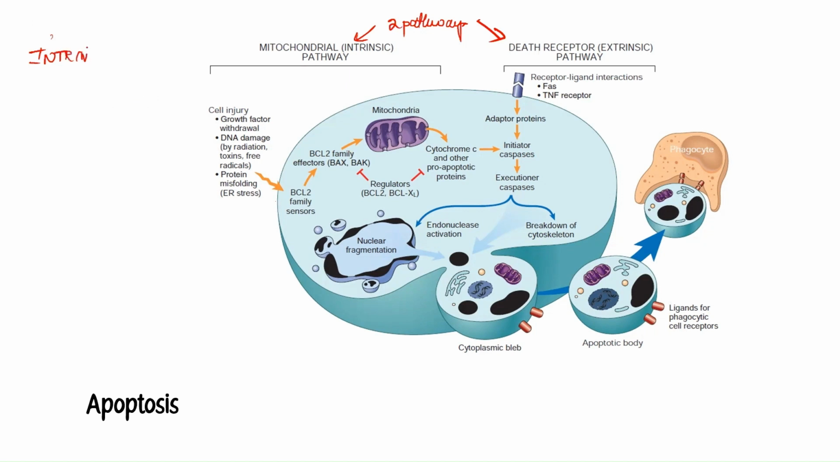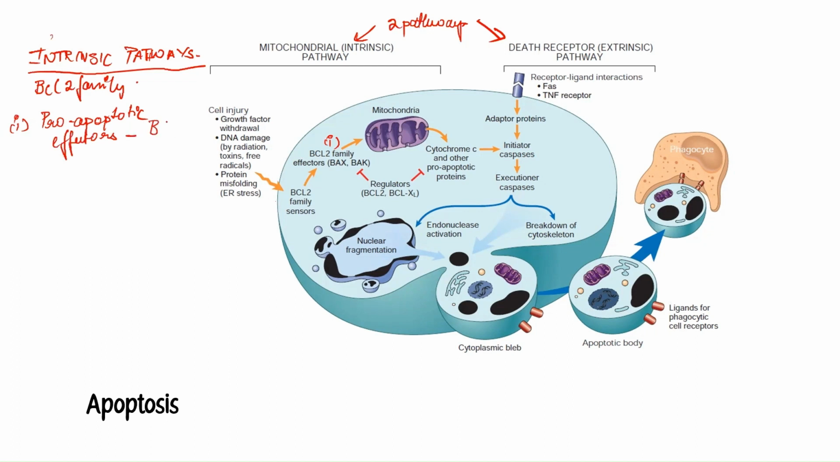Let's start with the intrinsic pathway. This is regulated by a family of proteins called the BCL2 family. It contains three groups. The first one is the pro-apoptotic, also known as the BCL2 family effectors, essentially because they're causing apoptosis. The examples are BAX and BAK. Second group is the anti-apoptotic, also known as the BCL2 family regulators. Examples are BCL2, BCL-XL.